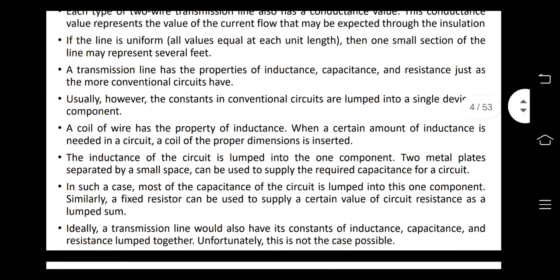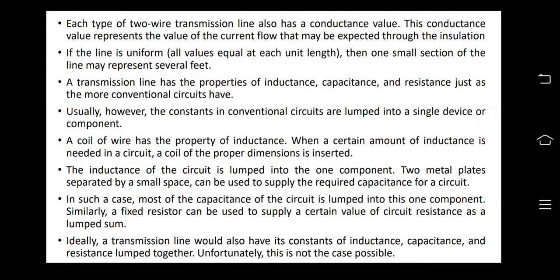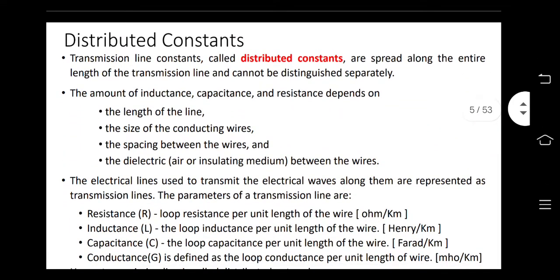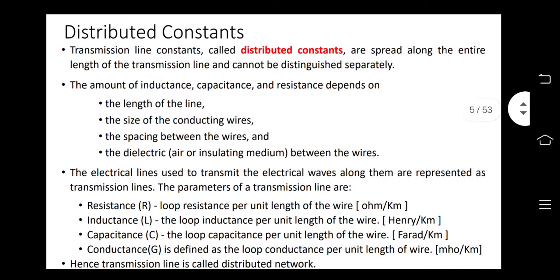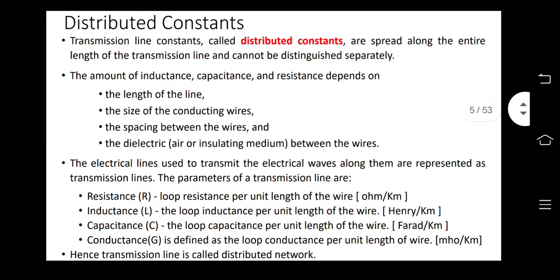So, ideally, a transmission line would also have its constants of inductance, capacitance, and resistance lumped together. But unfortunately, that is not possible. Distributed constants. Transmission line constants, called the distributed constants, are spread along the entire length of the transmission line and cannot be distinguished separately. The amount of inductance, capacitance, and resistance depends on the length of the line, the size of the conducting wires, the spacing between the wires, and the dielectric between the wires.